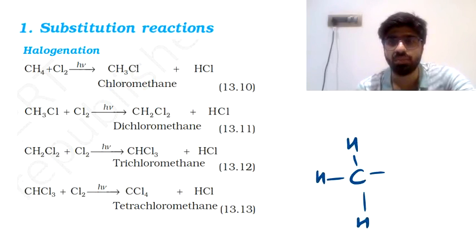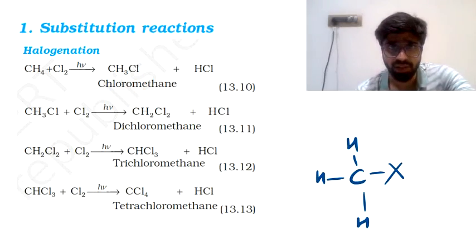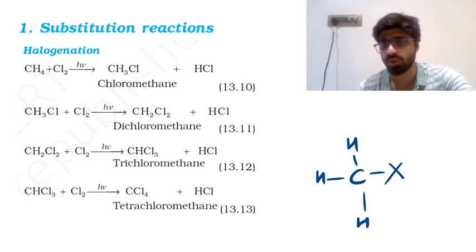Methane means a carbon atom bonded with 4 hydrogen atoms. You are replacing one hydrogen atom with something else. So that kind of replacement of one atom with some other atom or another group of atoms is what you call substitution.